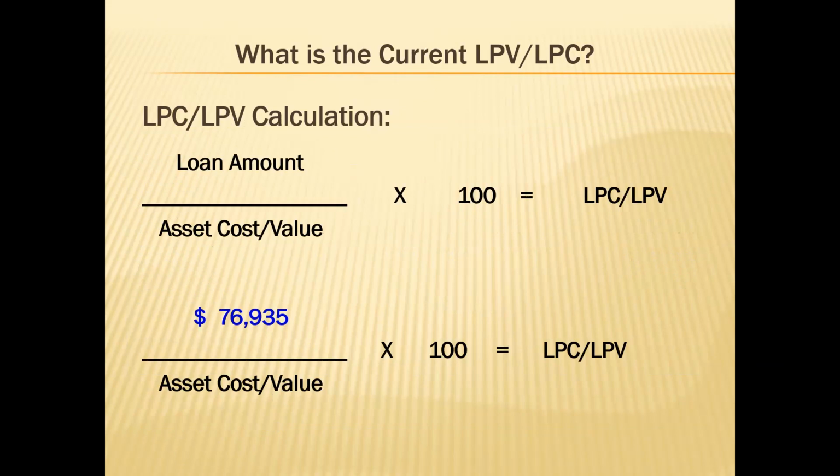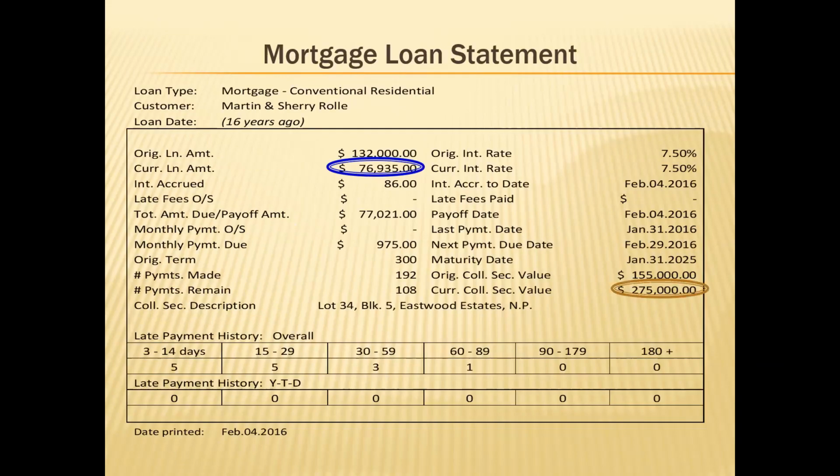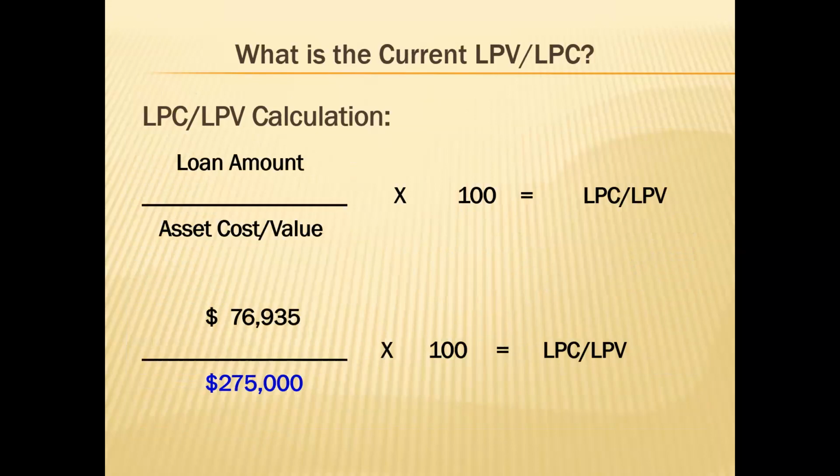Okay, so that's our numerator, 76,935. What is our denominator? 275,000, which is the value. So we get that from the mortgage loan statement again, that bottom right-hand side, 275,000, or we could get it from the asset side of our net worth. So it's 76,935 divided by 275 times 100 gives us what? 28%.